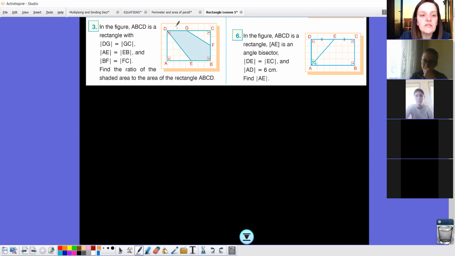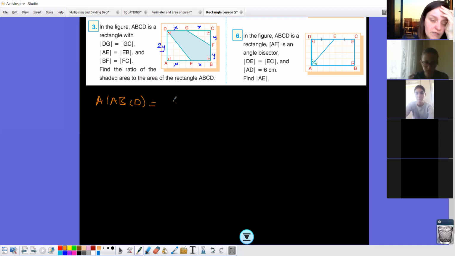Yes, so let's give some variables. DG with one ratio is X. Also, this one is X, this one is X, and this one is X. And this is Y and this one is Y. So here I have 2Y. Now the area of the rectangle ABCD will be 2x times 2y, which is 4xy.